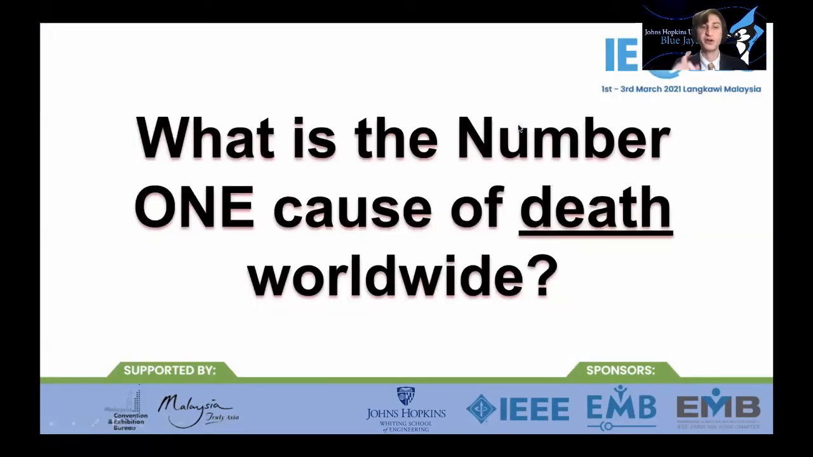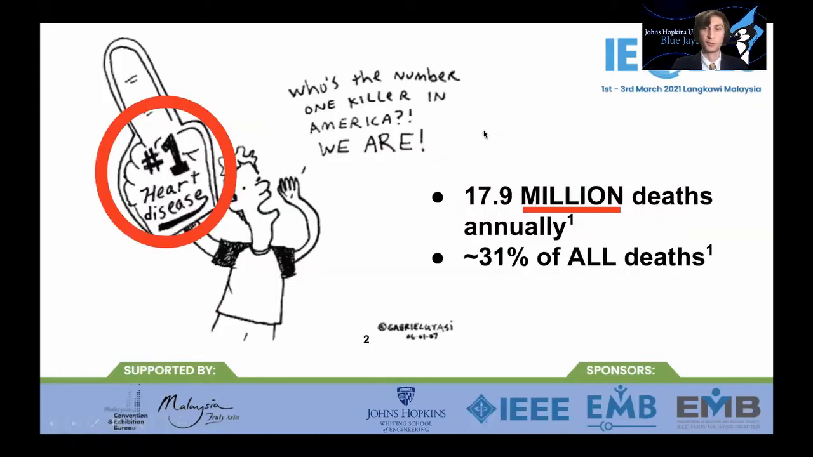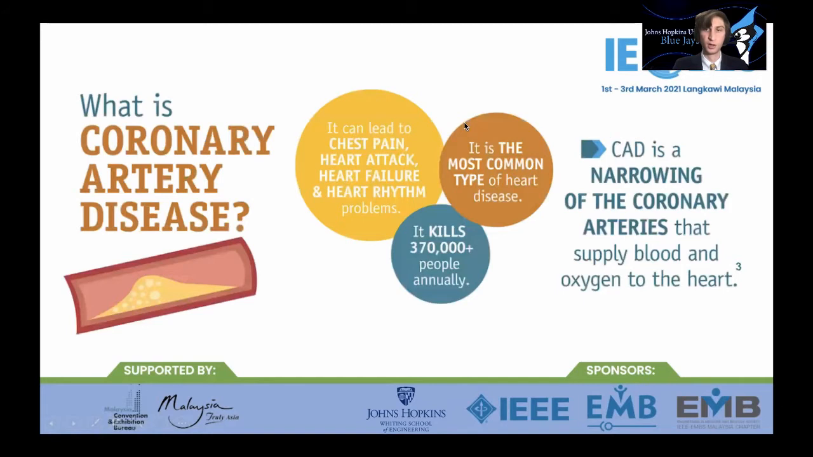So, what is the number one cause of death worldwide? Well, with almost 18 million deaths every year, heart disease causes almost one out of every three deaths. The most common form is known as coronary artery disease, which is the buildup of plaque in the coronary artery preventing blood from reaching the heart muscle. And this can lead to heart attacks.